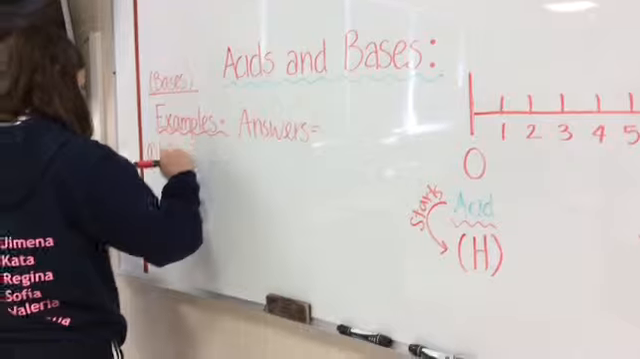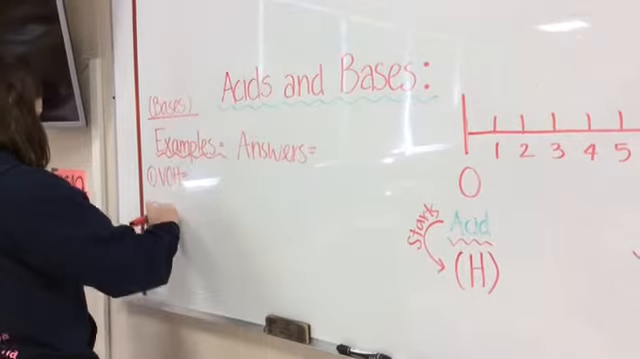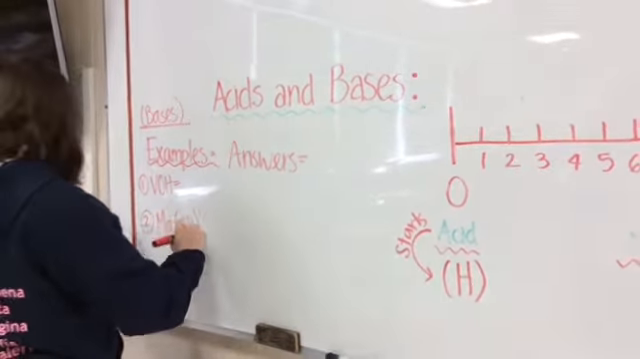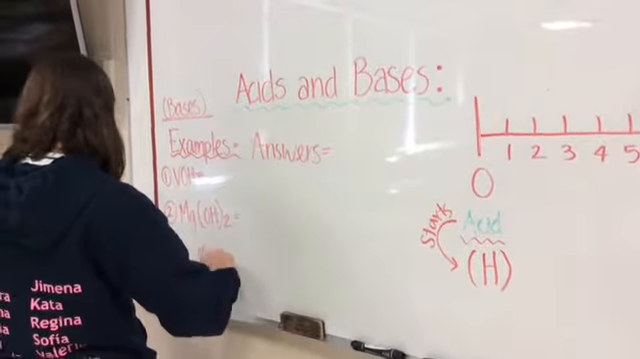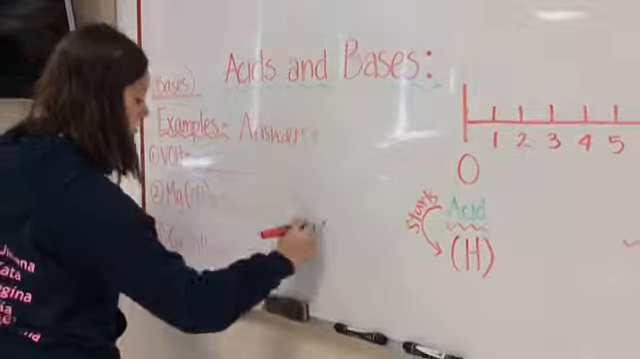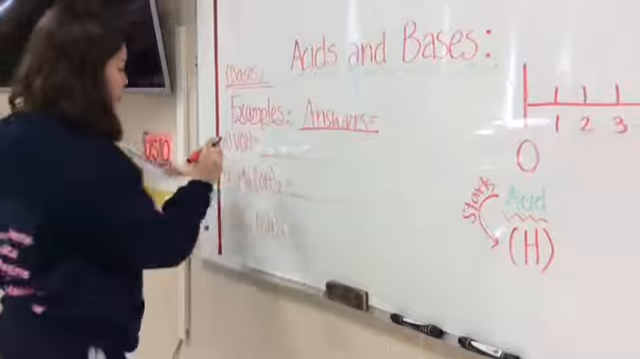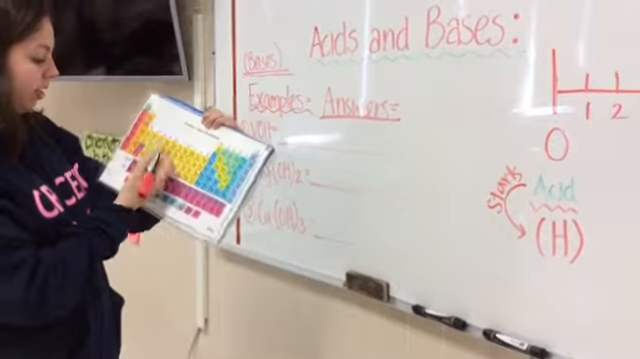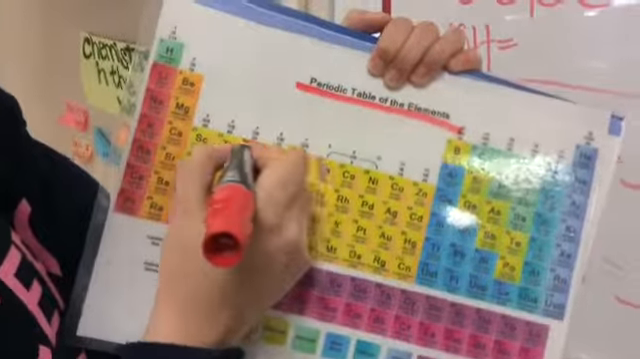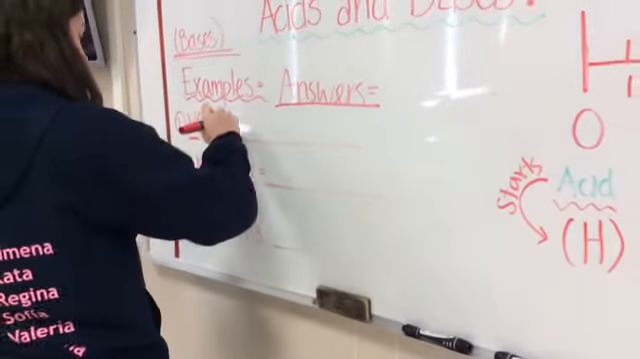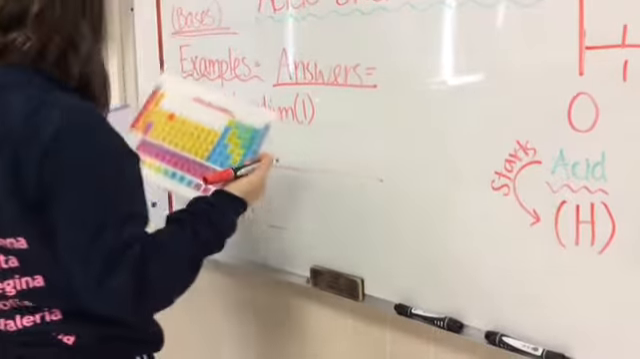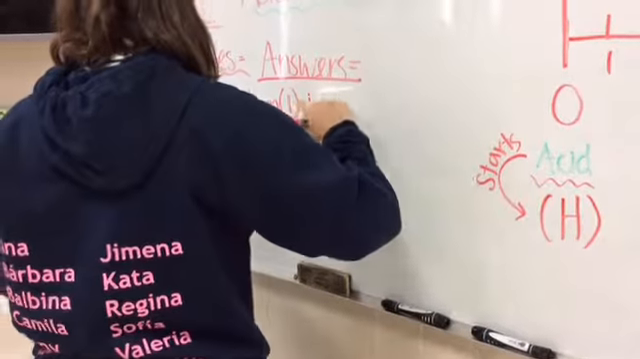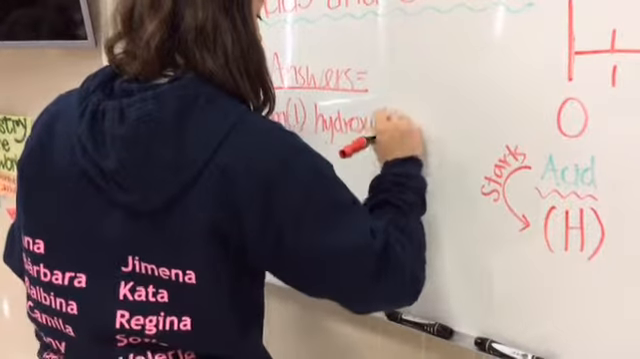Now examples of bases. So the first example is VOH. V is vanadium, as you can see in the periodic table. So you will name it vanadium 1, because OH has a negative charge of 1, and hydroxide. It always needs to end in hydroxide.